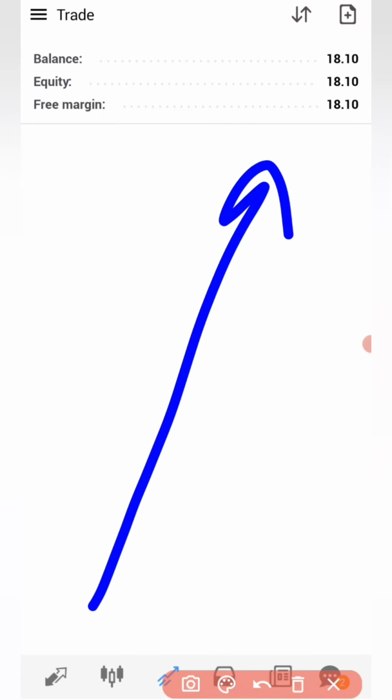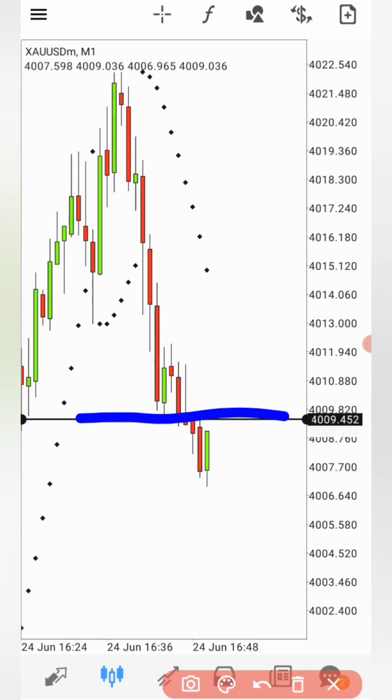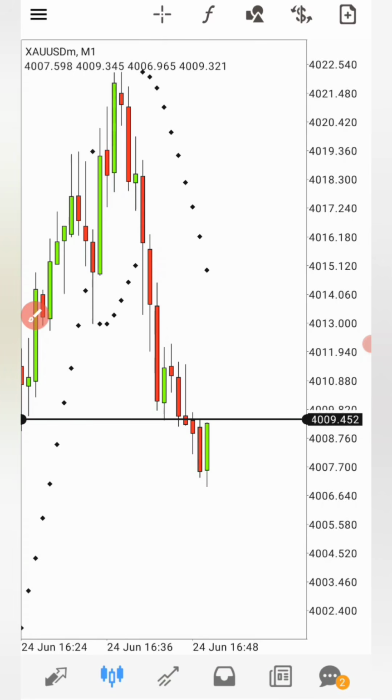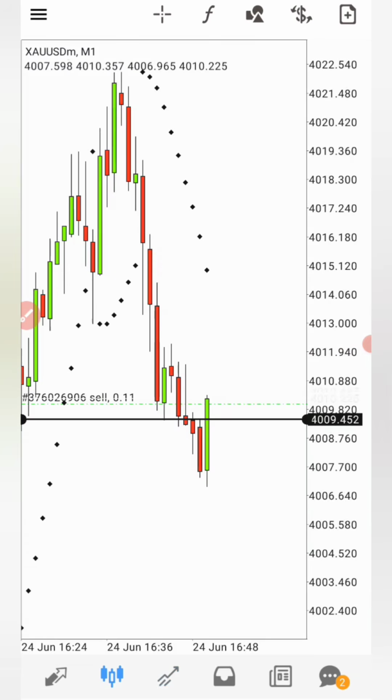Now taking our account to $18.10, and this is working very nicely. So now we can clearly see we have this level which is giving us good trades, so we can try to use it again and again. And right now we're entering a sell trade again.